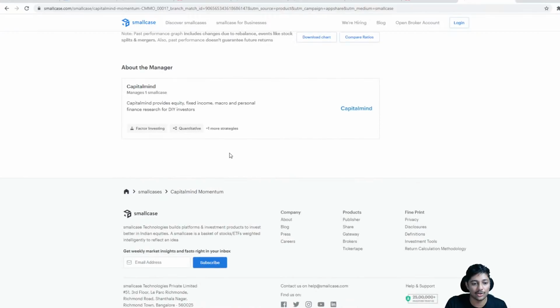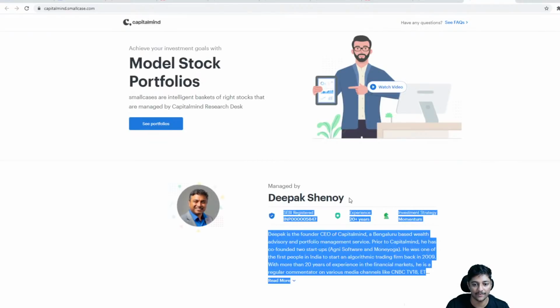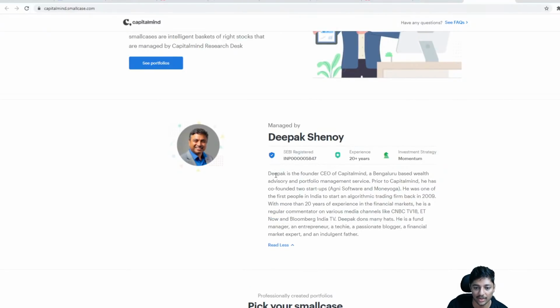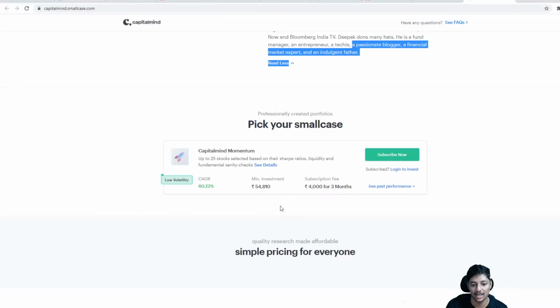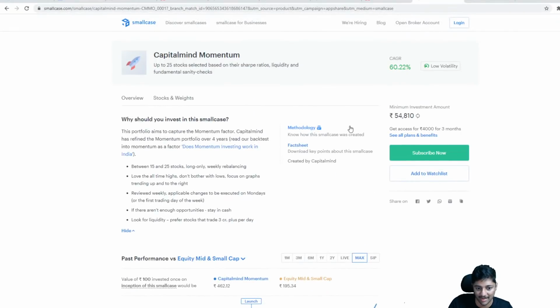Now, the manager of this paid smallcase that I'm showing you is actually one guy. This is the guy who is the fund manager. If you really want to know what he does, you can check his entire qualifications, and you can see his smallcase here. Now, if you look at it from a free to paid perspective, I'll show you everything.